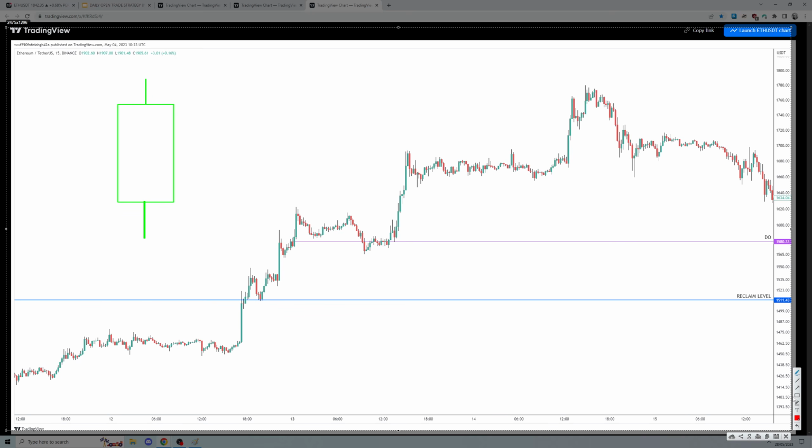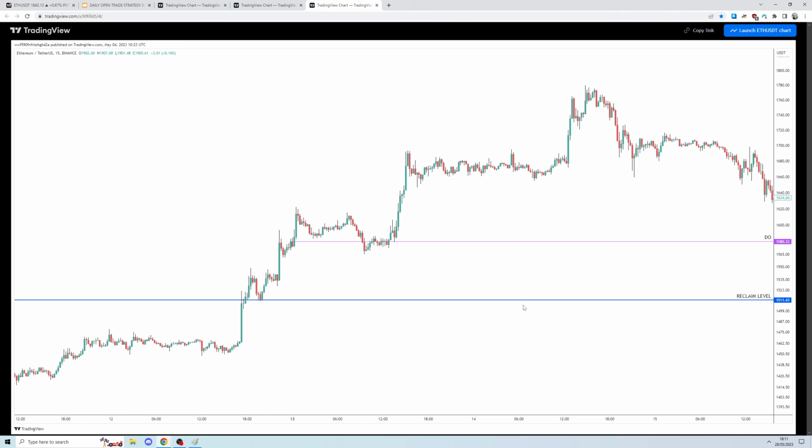And again, even if you want to get more nuanced about entry triggers, if you took a market order on a breakout above, that was fine. And on this occasion, if you limit bid the daily open, that was fine as well.